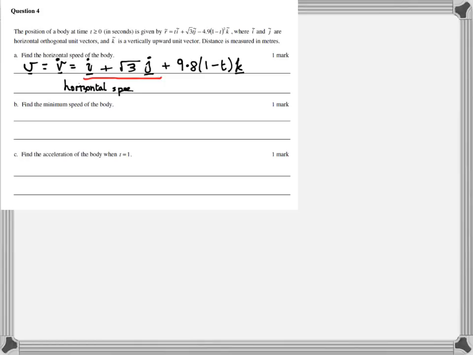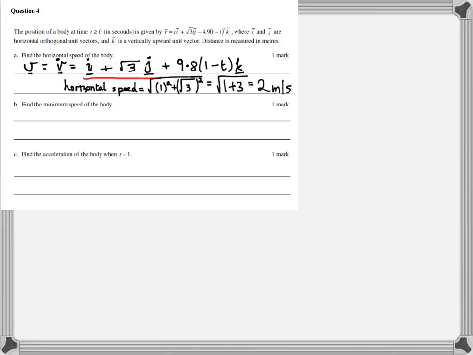Okay, now the speed is taking the magnitude of the horizontal components only. We get 2 meters per second. Very good. Part B, find the minimum speed of the body. Okay, now minimum speed is going to be a situation where we've got two types of speed.